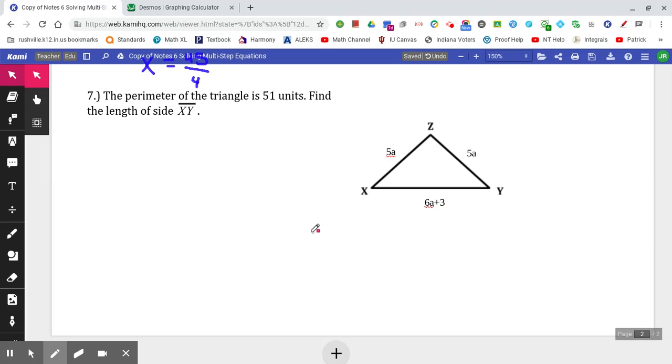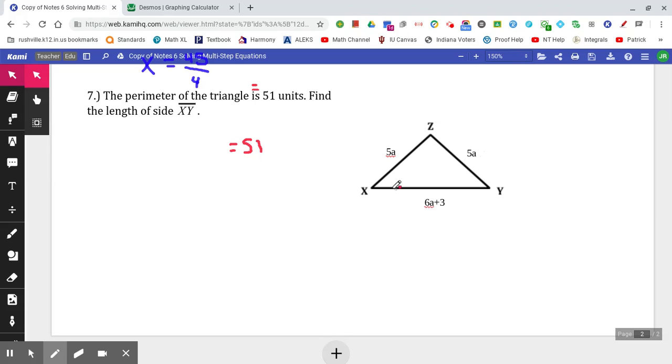Our last example is a little application problem. It says the perimeter. Perimeter means outside. So perimeter means add all of the sides. The perimeter of the triangle is, remember, "is" is a keyword for equals, 51. So this perimeter equals 51. So what we need to do is write an expression that represents the perimeter.